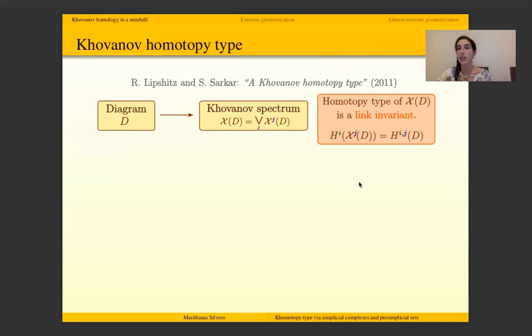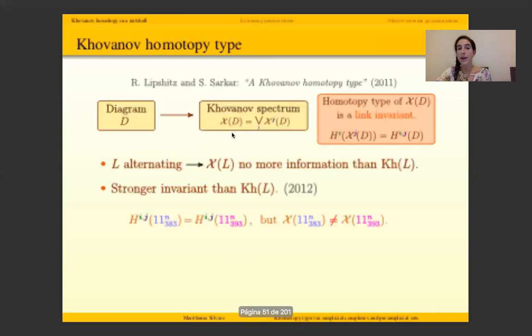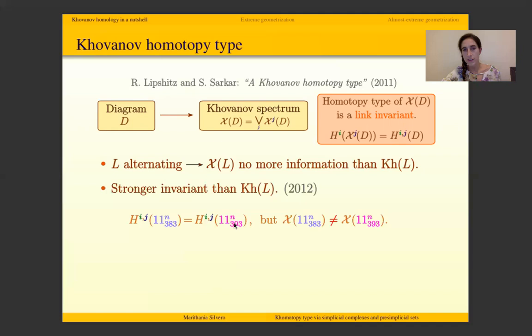So some properties of the Khovanov homotopy type: if the link is alternating, then the Khovanov spectrum is not giving us more information than Khovanov homology, but in general, it is a much stronger invariant than Khovanov homology. Okay, so for example, here we have two knots with 11 crossings, and this is following Rolfsen's table, Rolfsen's notation. So their Khovanov homologies are the same, but their Khovanov spectra are different. Okay, it is not a complete invariant.